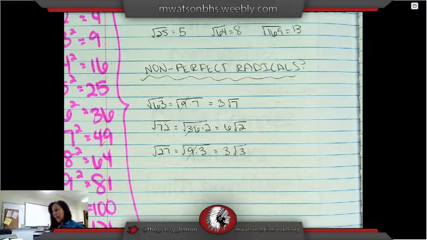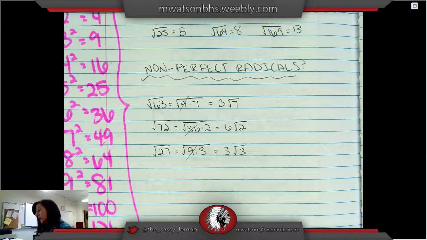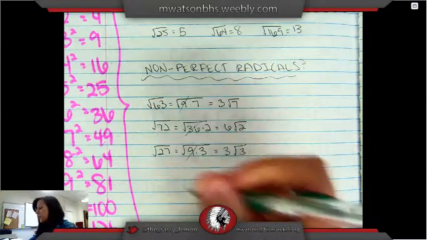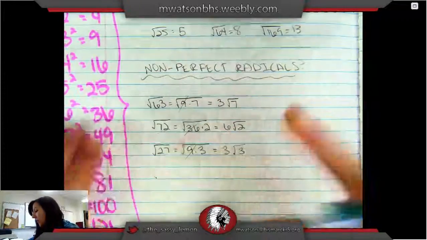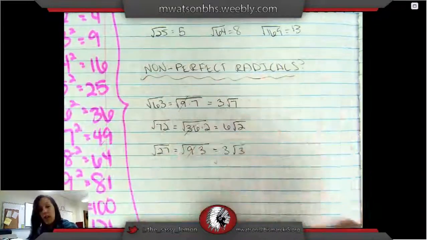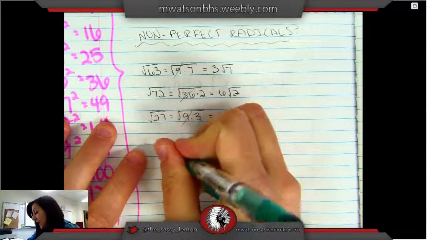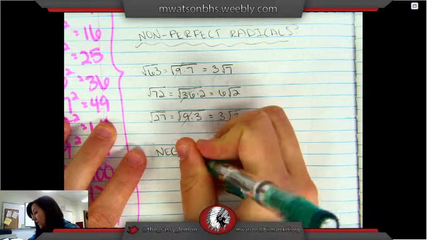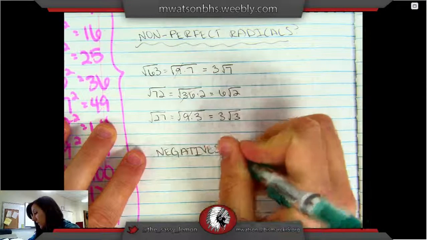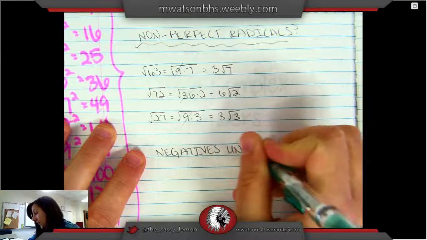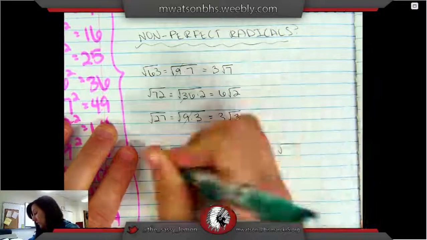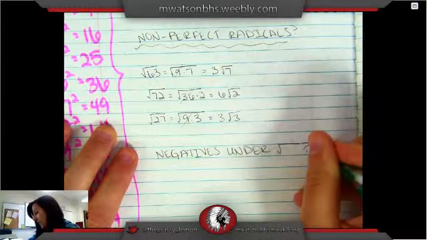So now that you've got an idea of how to simplify all non-perfect radicals, I'm going to throw in something else. What if we have the square root of a negative number? So write negatives under the radical. What about that?